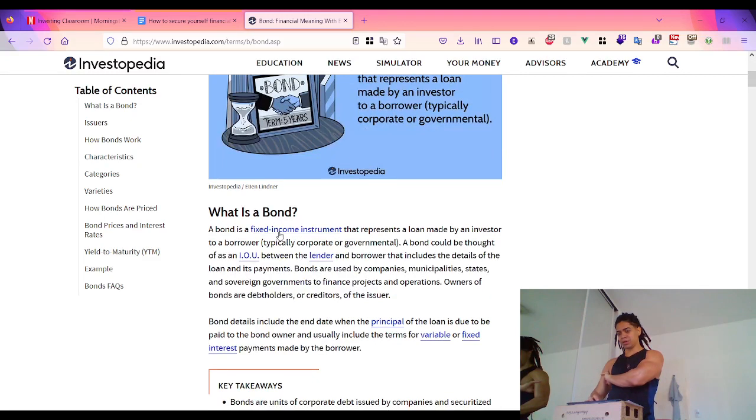A bond is a fixed income instrument that represents a loan made by an investor to a borrower, typically corporate or governmental. A bond could be thought of as an IOU between the lender and the borrower that includes the details of the loan and its payments. Bonds are used by companies, municipalities, states, and sovereign governments to finance projects and operations. Owners of the bond are debt holders or creditors of the issuer.